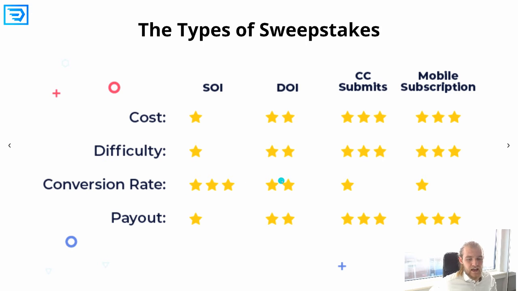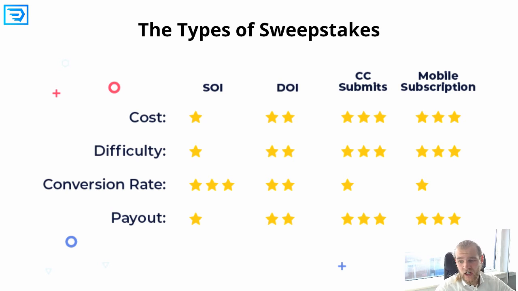The double opt-in is a little less on the conversion rate because you're going to have some people that did the first opt-in, but on the second opt-in they feel like, well, no, I don't want it anymore, or whatever reason, and therefore the conversion rate gets lower. The credit card submits and the mobile subscriptions have the lowest conversion rate, once again because you're asking for more and more vulnerable information from the customer.